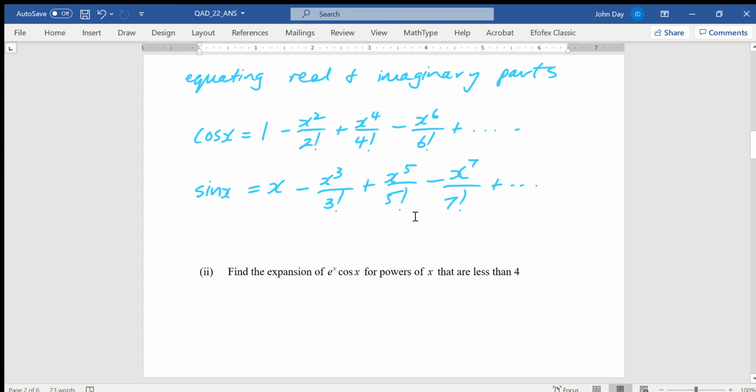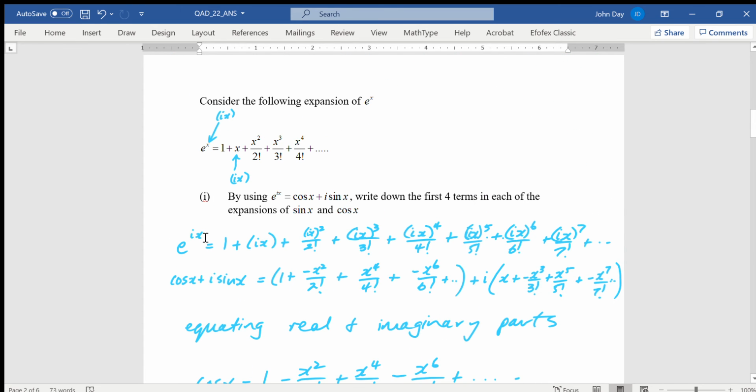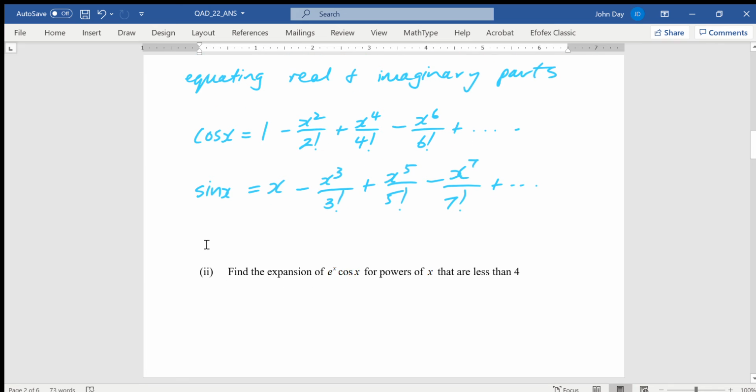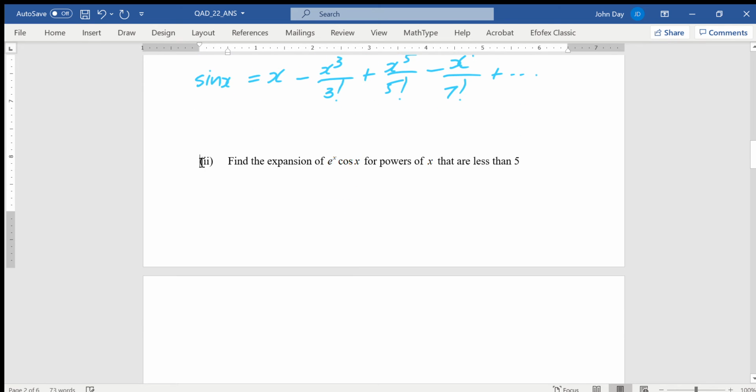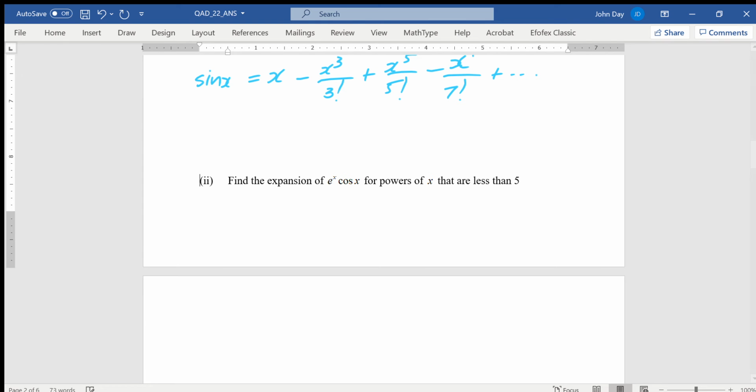All right. Now the next question, is that what they asked for us to do? Yeah, first 4 terms in each of the expansions of sine x and cos x. Find the expansions of e to the x cos x for powers of x that are less than 4. I meant less than 5. I meant equal to 4, right? Up to 4. So let's go down onto the next page to do that.